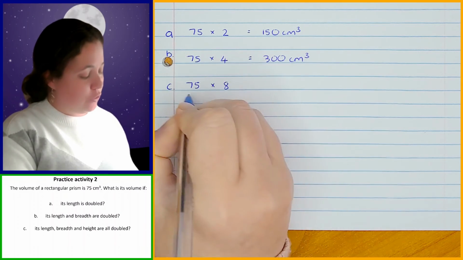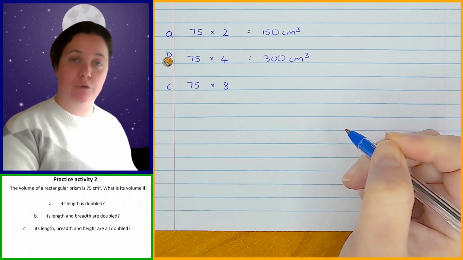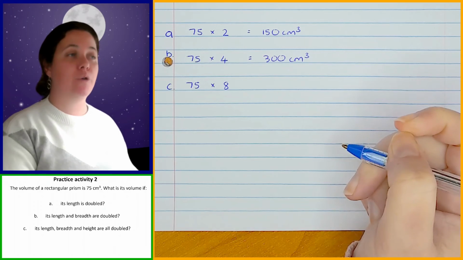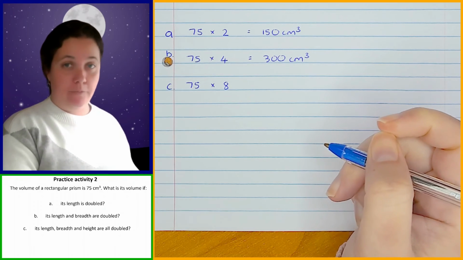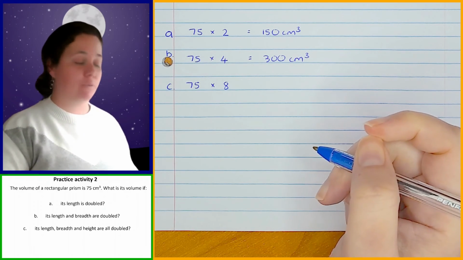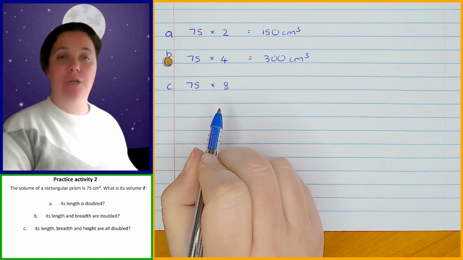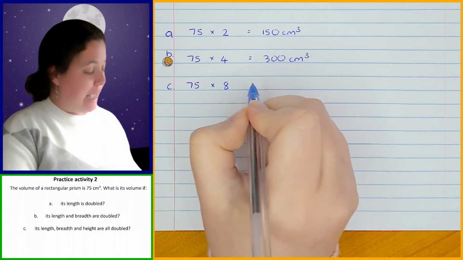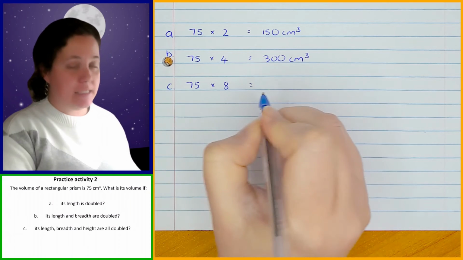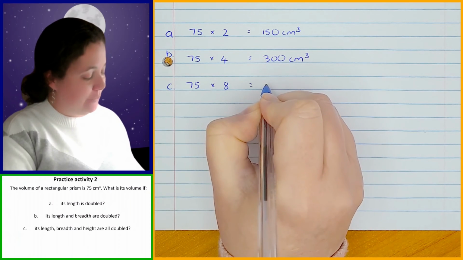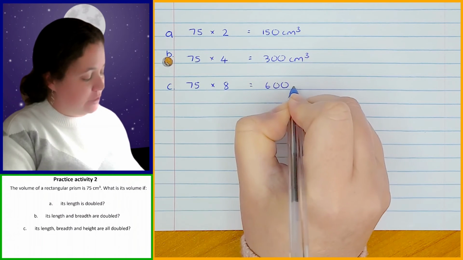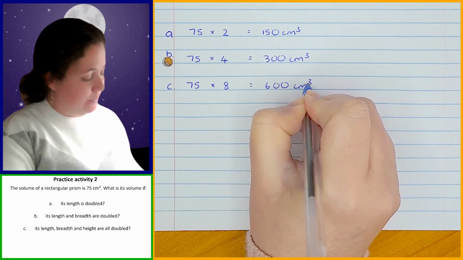Okay, so you can do it any one of those three ways. You can write times 2 times 2 times 2, where you're multiplying for each of the dimensions that's been doubled, or you can write times 2 cubed, where the cube tells you how many dimensions are being doubled, and you can also write it like this, 75 times 8, and that should give you a volume of 600 centimeters cubed.